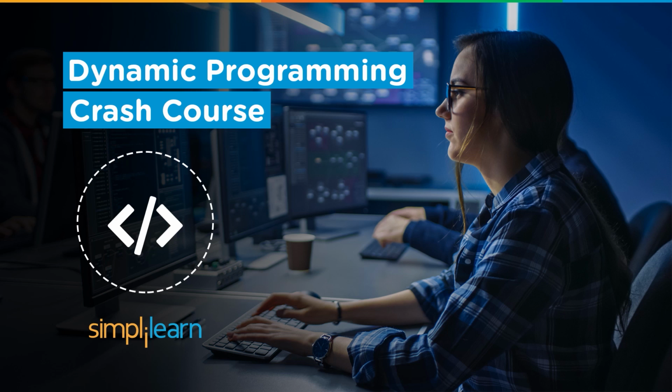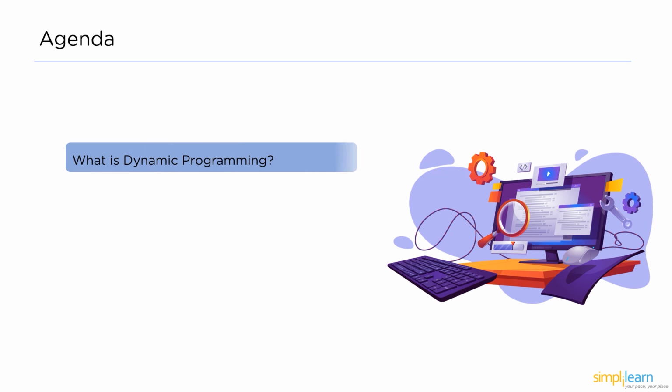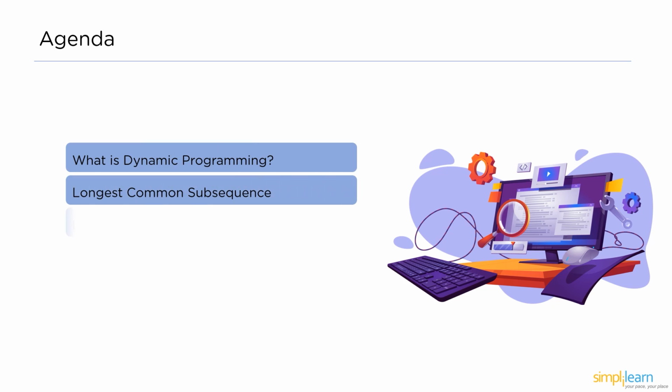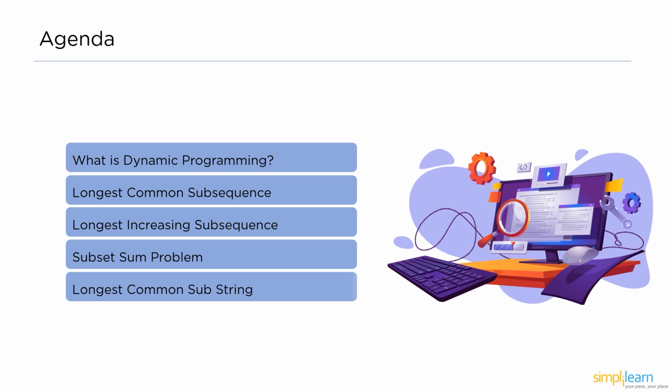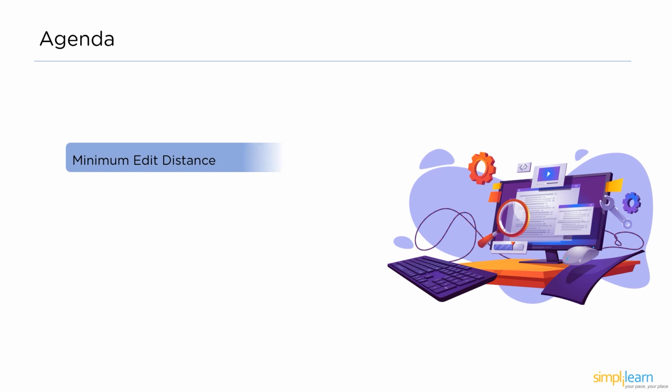Now, without further ado, let's get started with the agenda for today's discussion. First, we will start off by understanding what is dynamic programming and its fundamentals. Then, we will dive deep into the various problem statements based on dynamic programming, starting with the longest common subsequence, then longest increasing subsequence, later the subset sum problem, followed by that we have the longest common substring. Next, we will learn the matrix chain multiplication. Moving ahead, we will learn minimum edit distance.